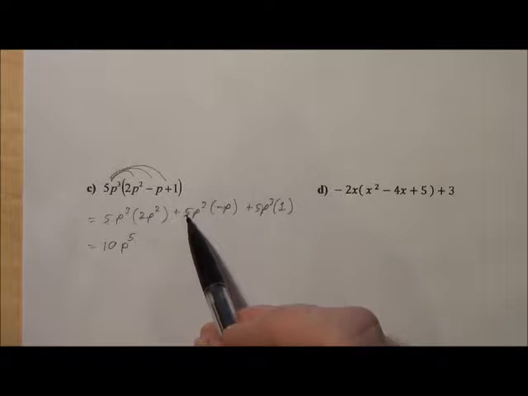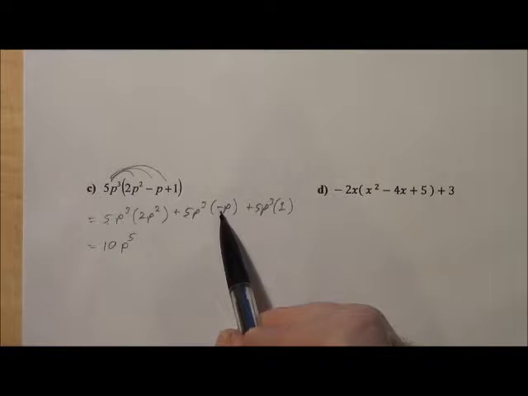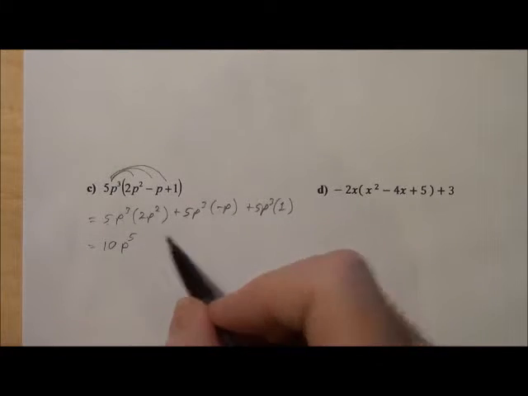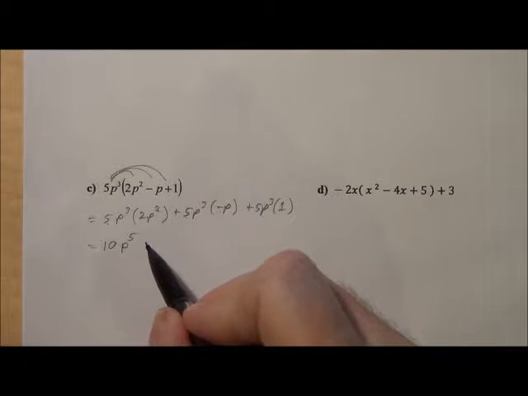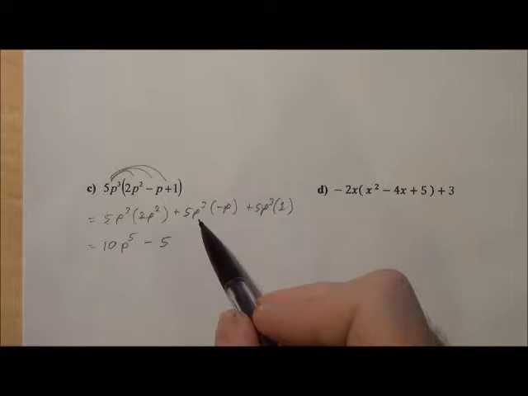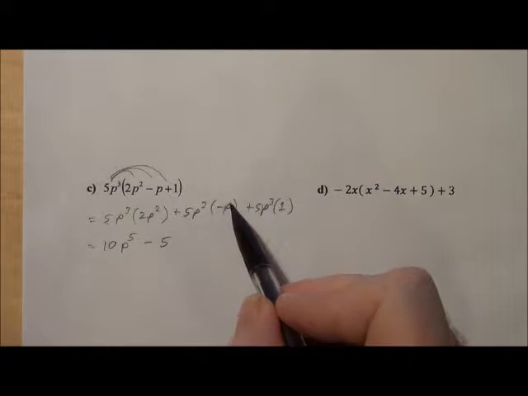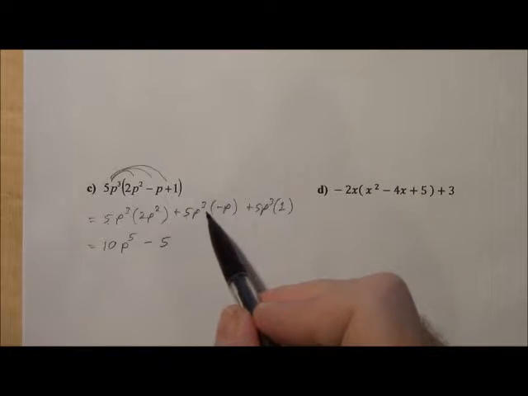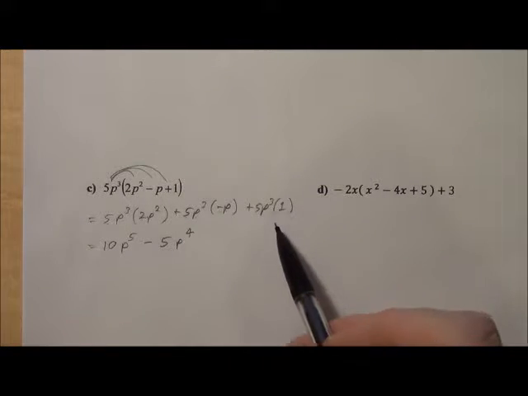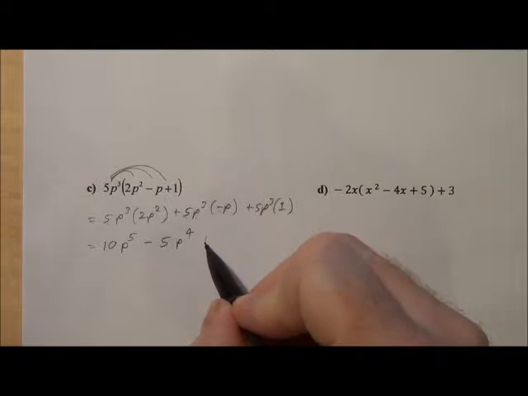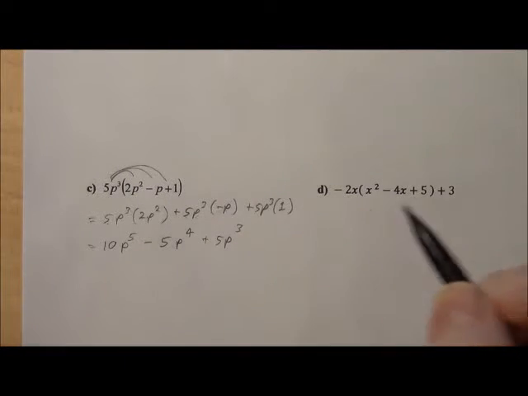Here we're going to multiply the coefficients together. Here the coefficient is 5. Here the coefficient is negative 1. So we multiply the two coefficients together, so we get positive 5 times negative 1, which leaves us with negative 5. And then p cubed times p to the exponent 1. Multiply the two powers together, they have the same base. Add the exponents, leave the base the same, p to the power 4. And then 5p cubed times 1 is just 5p cubed.